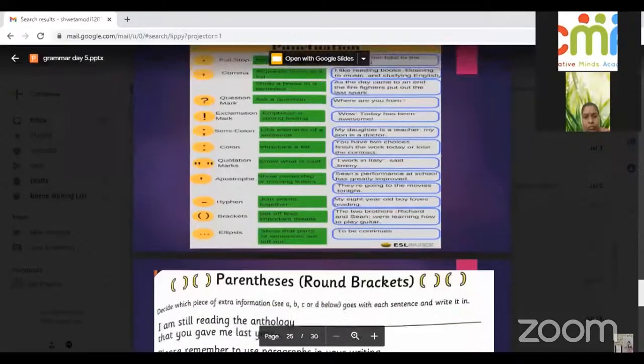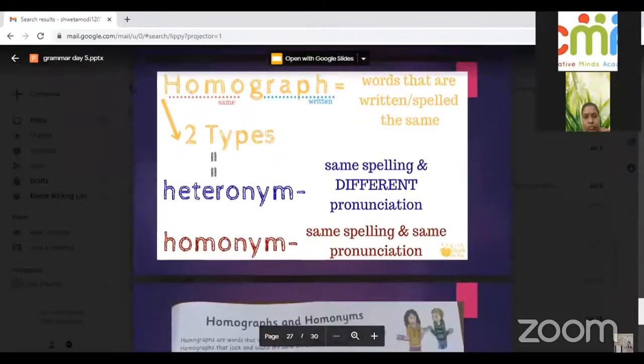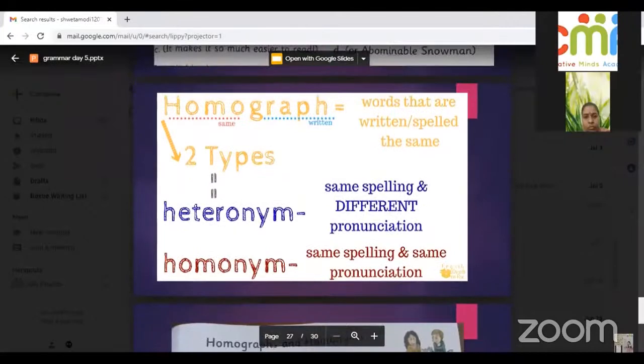Now, homograph means two words which have the same spelling. Homo is same, graph is spelling. So two words having the same spelling. Now, if they have the same spelling, their pronunciation can be the same also. It can be different also.